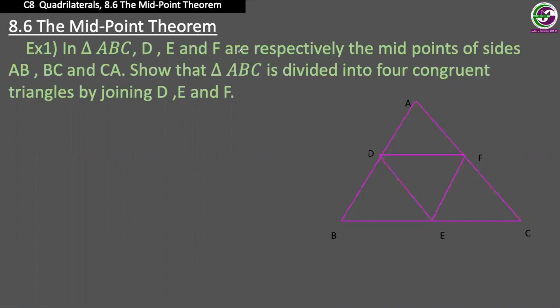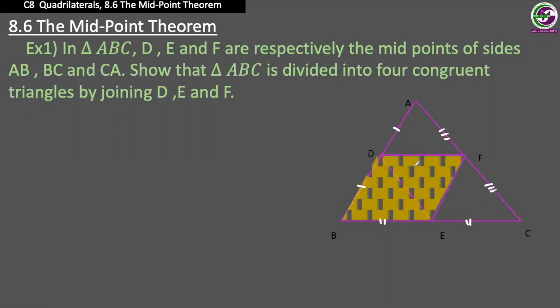Let us see an example related to midpoint theorem here. In triangle ABC, D, E, and F are the midpoints of the sides AB, BC, and CA, which means AD is equal to DB, BE is equal to EC, and CF is equal to FA. These are given conditions. Show that this divides ABC into 4 congruent triangles. For that, we have to apply the midpoint theorem. Considering the parallelogram DBEF, we can see that DF is parallel to BE by midpoint theorem.